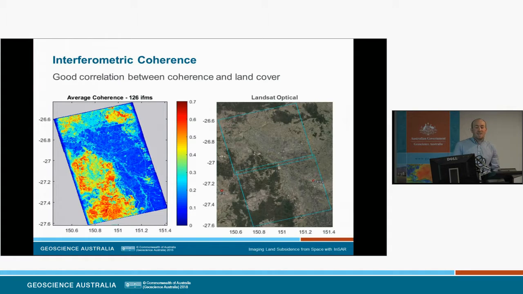But if we look at a stack of the average coherence for all the interferograms on this eastern track, you can hopefully see a good correlation with an optical image. The red colours here are where we see very good coherence, and that's matching where we see forested region. And the blue area is relatively poorer coherence, and that correlates nicely with where there's agricultural activity ongoing. So these byproducts of the interferometric processing could be useful for mapping land cover and temporal changes in land cover.